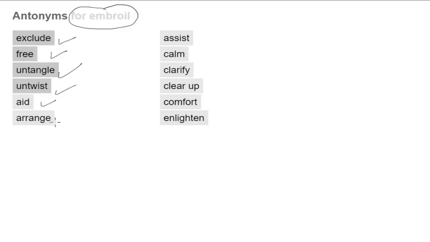So to aid, to arrange, to enlighten. These are some of the close antonyms of the word embroil, and these are some remote antonyms. The close antonyms are exclude, to free, to untangle, to untwist, to aid, to arrange, and the remote antonyms are to assist, to calm, to clarify, to clear up, to comfort, to enlighten. So we have seen so many words that are related to embroil, either in the synonymous way or in the antonymous way, and we have seen a few examples as well.